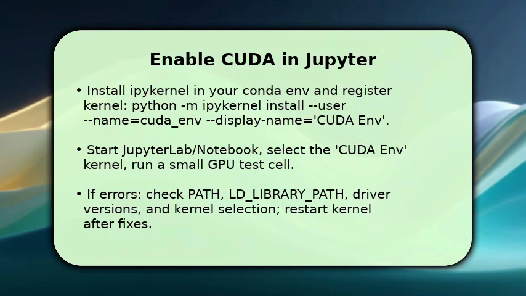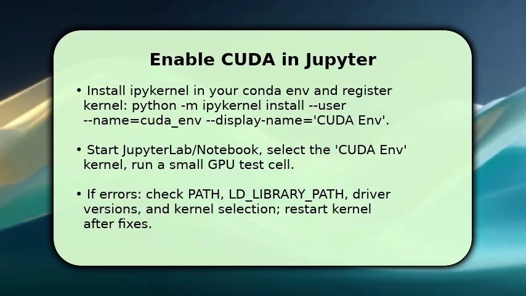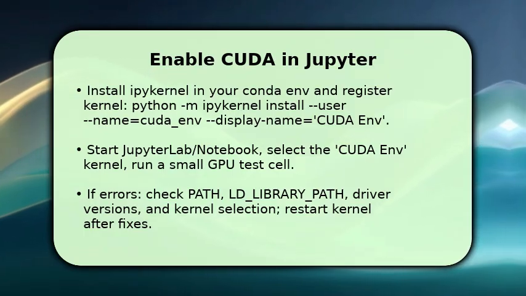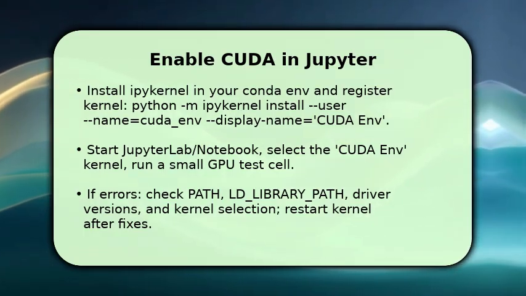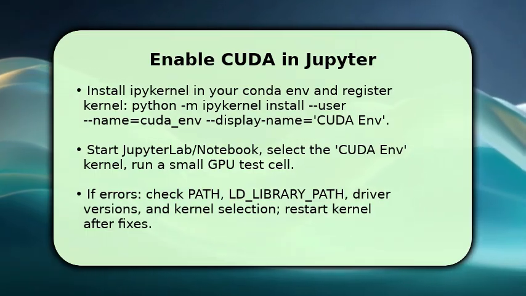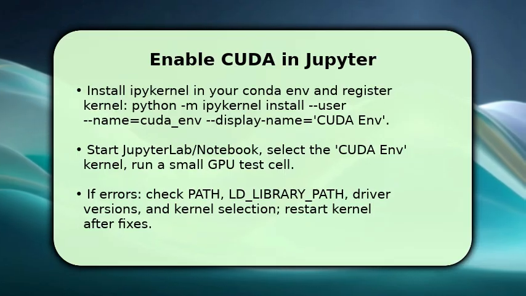Finally, make the environment available inside Jupyter by installing ipykernel and registering the kernel. This lets you select the CUDA-enabled kernel from the UI. Start JupyterLab or Notebook, choose that kernel, and run a concise GPU test cell to allocate memory or list devices. If the test succeeds, you're good to go.